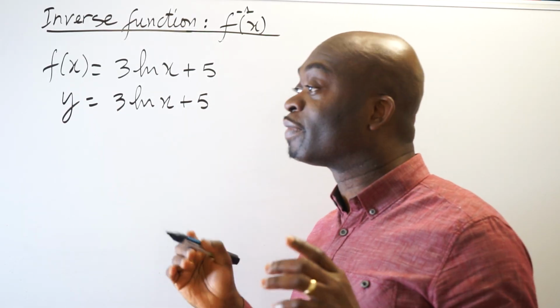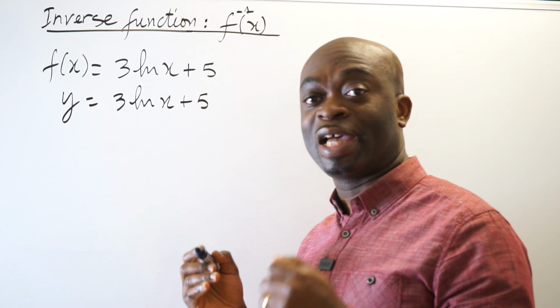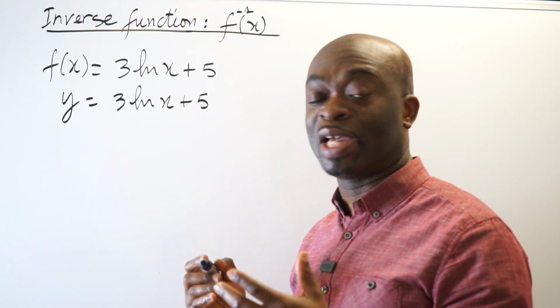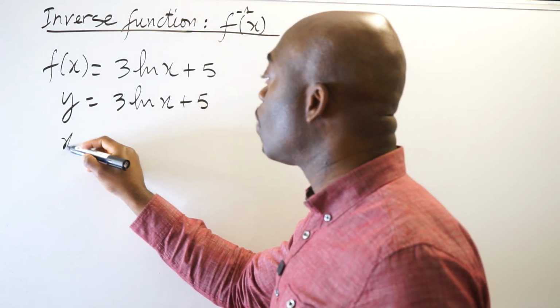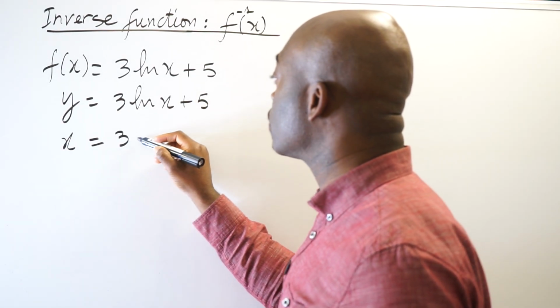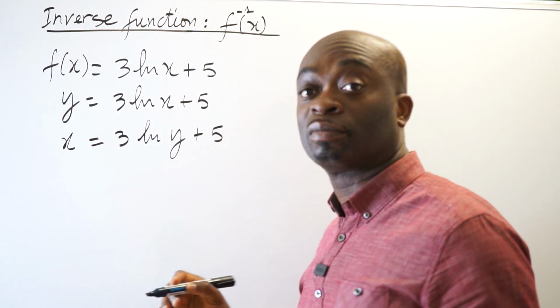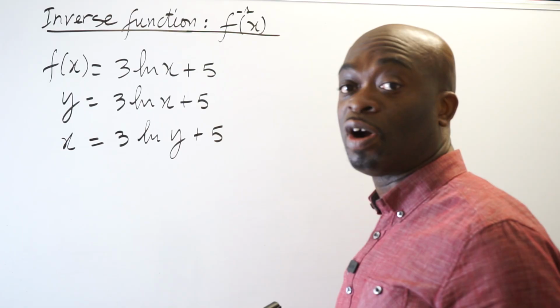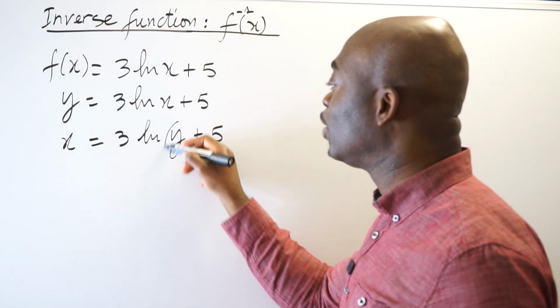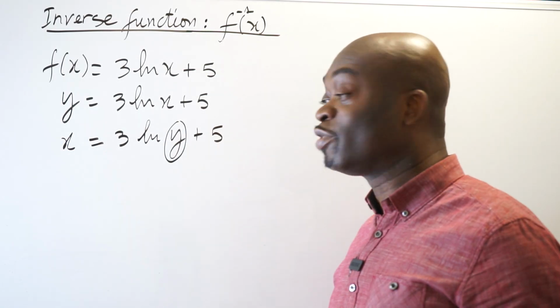Step two, interchange x and y. X becomes y, y becomes x. So we get x equals 3 ln y plus 5. That's all we have so far. Then, don't forget, step three, we're solving for y.